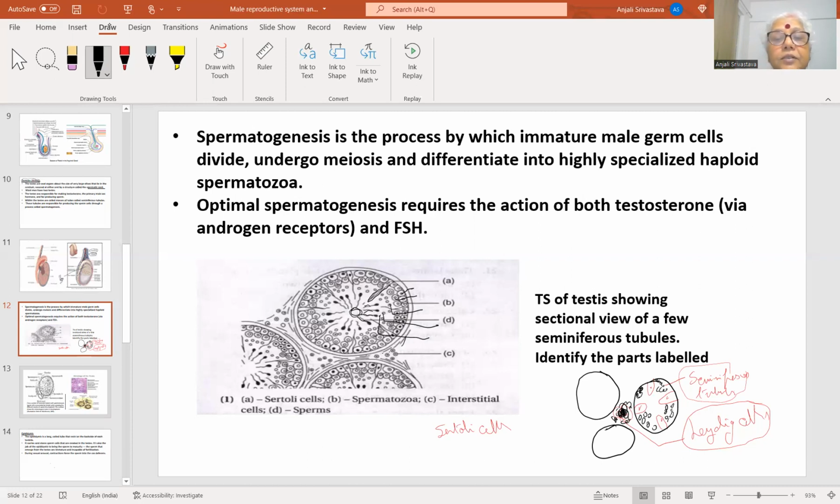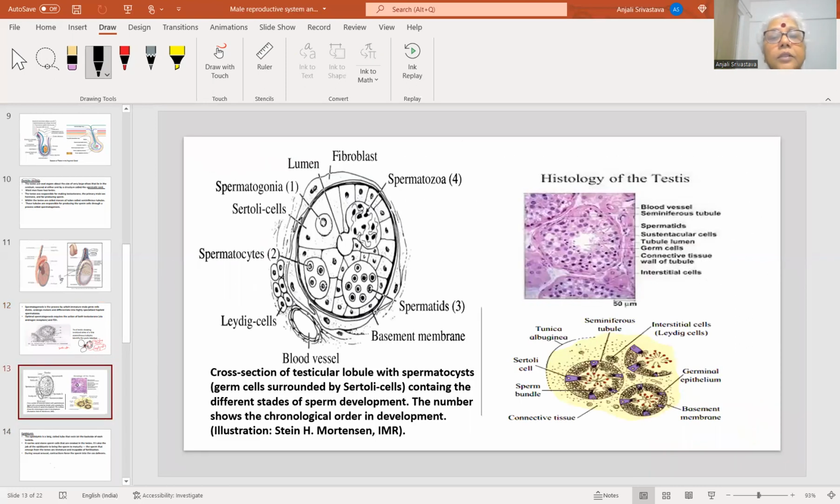They do several very important functions. Some of the important functions of these Sertoli cells are... this is the structure of spermatocytes, the different layers in the cross section of one seminiferous tubule. This is one tubule. These are the internal structures of the Leydig cells, the interstitial cells. These are the interstitial cells or the Leydig cells, and these are the different stages of development of spermatozoa. That starts with spermatogonia, then primary spermatocytes, secondary spermatocytes, spermatids, and finally the spermatozoa.